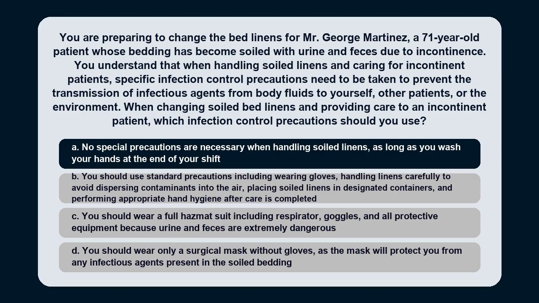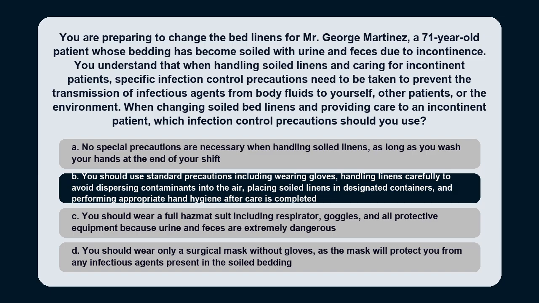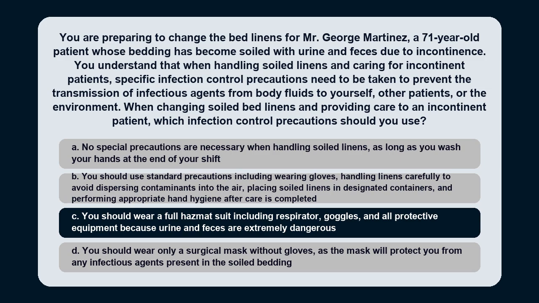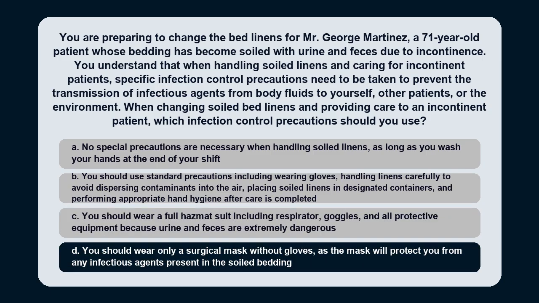Option A. No special precautions are necessary when handling soiled linens, as long as you wash your hands at the end of your shift. Option B. You should use standard precautions including wearing gloves, handling linens carefully to avoid dispersing contaminants into the air, placing soiled linens in designated containers, and performing appropriate hand hygiene after care is completed. Option C. You should wear a full hazmat suit including respirator, goggles, and all protective equipment because urine and feces are extremely dangerous. Option D. You should wear only a surgical mask without gloves, as the mask will protect you from any infectious agents present in the soiled bedding.